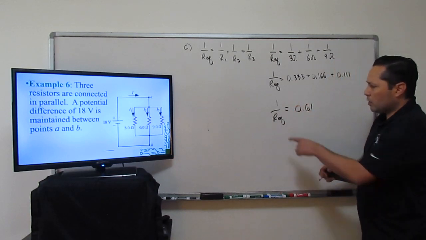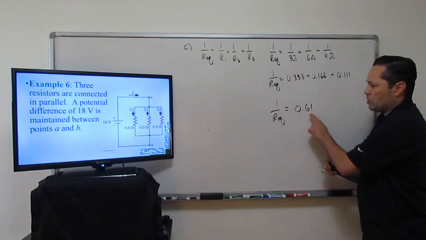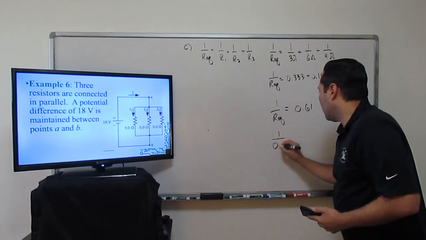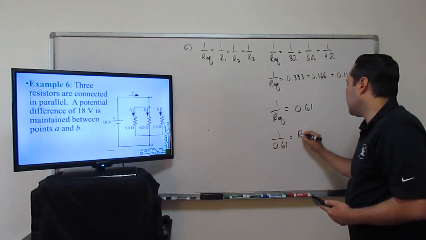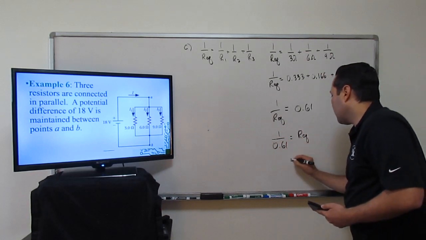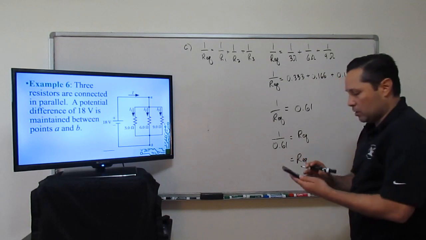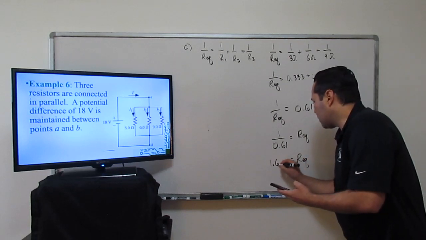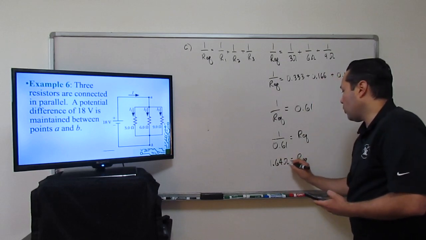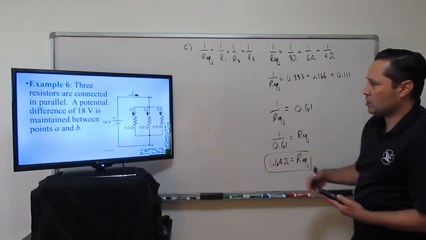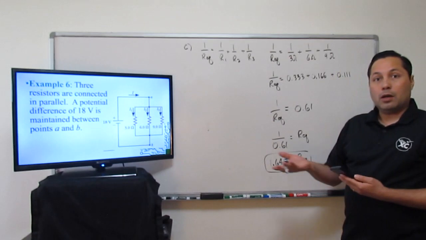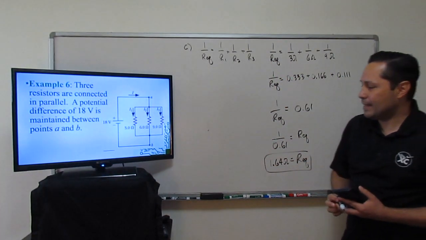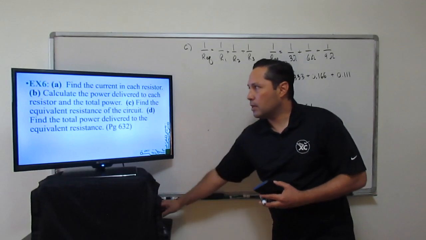Alright, so now I'm going to move stuff around a little bit so I can isolate my resistance. It will look like this: 1 over 0.61, that's my equivalent resistance. So my answer for this problem, I'm going to round it off to 1.64. 1.64 ohms is my equivalent resistance for our 3 resistors. Alright, that takes care of part C. Now let's take a look at part D.